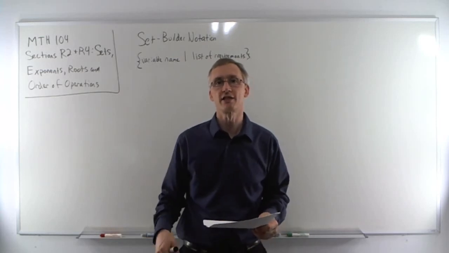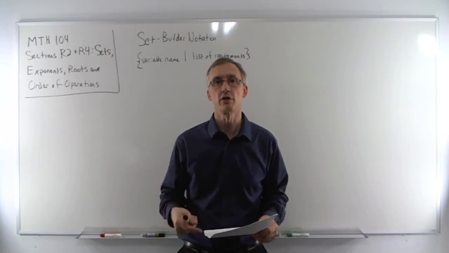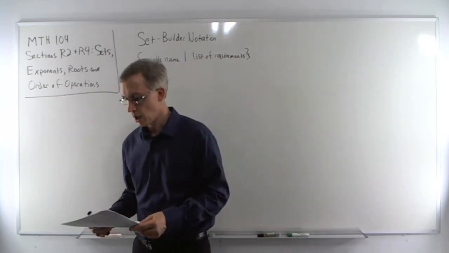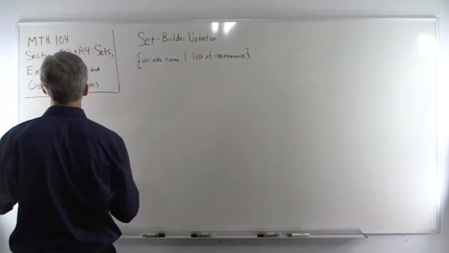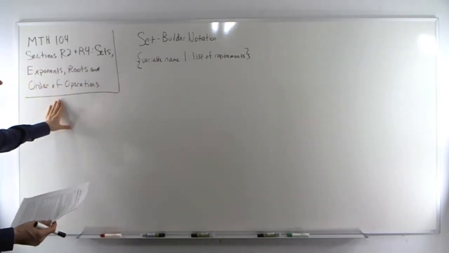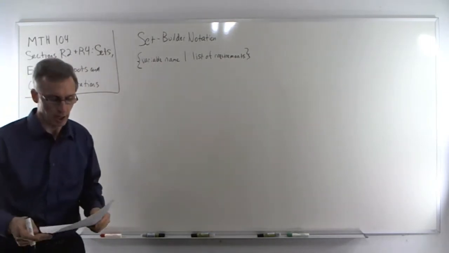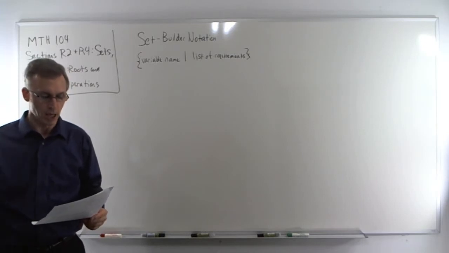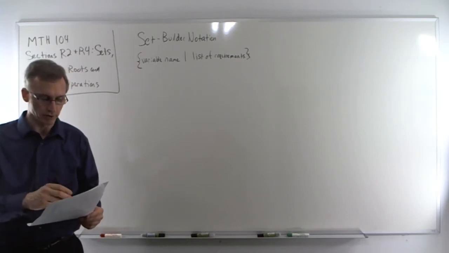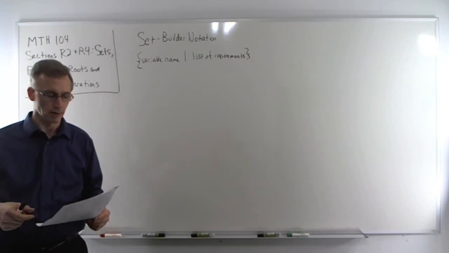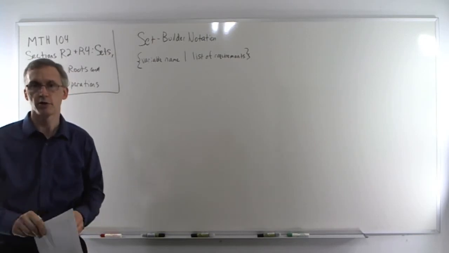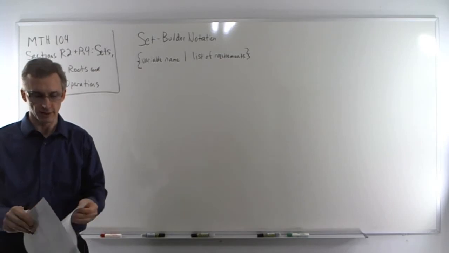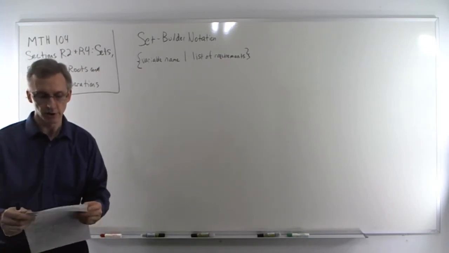Today we're going to be working on sections R2 and R4, so a lot of review material here. Sets, exponents, roots, and order of operations. And you can see the objectives there on the packet. And on the first page we've got a bunch of vocabulary and symbols. I'm not going to go over those initially, I'm just going to point them out as we see them in the lesson. So let's turn to page 2.